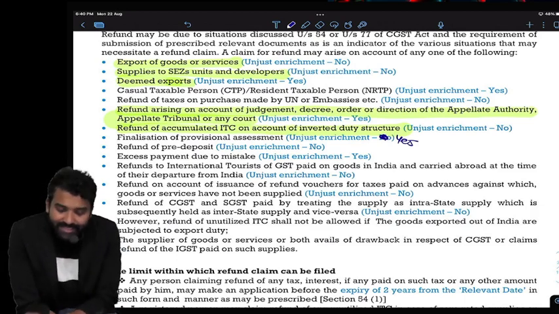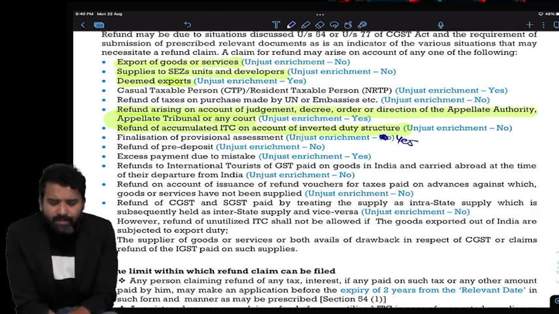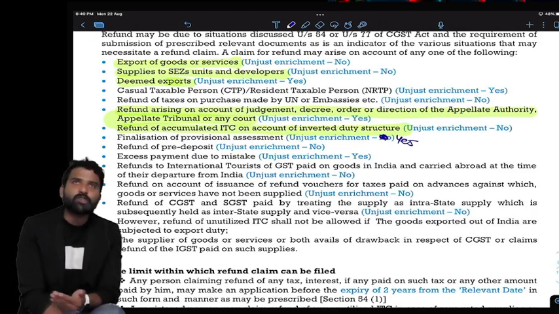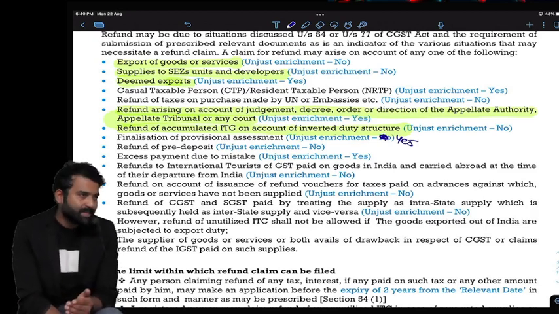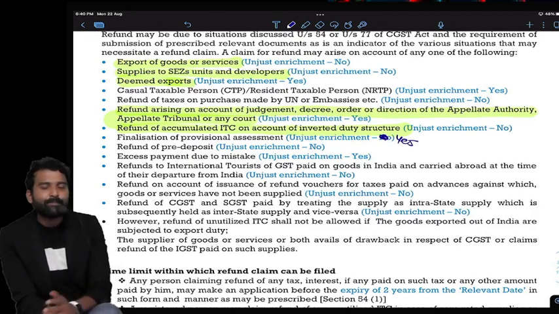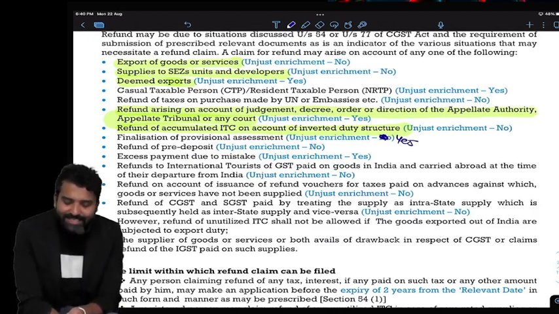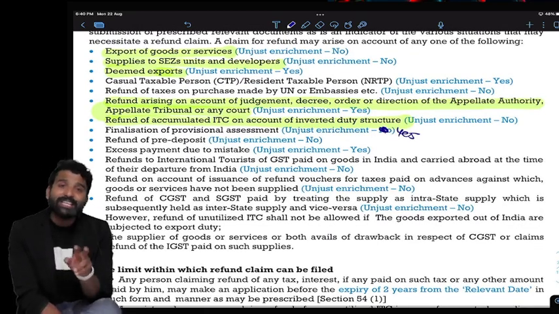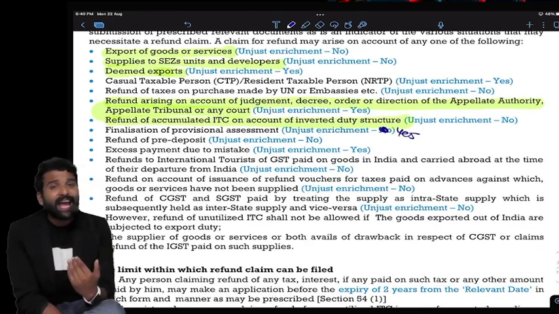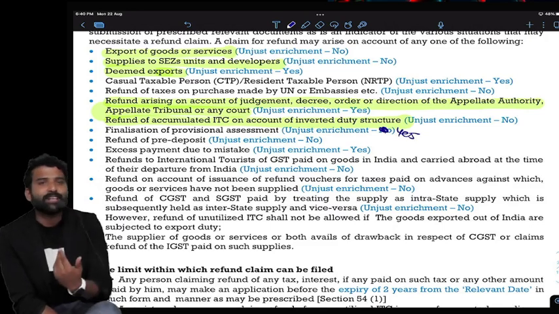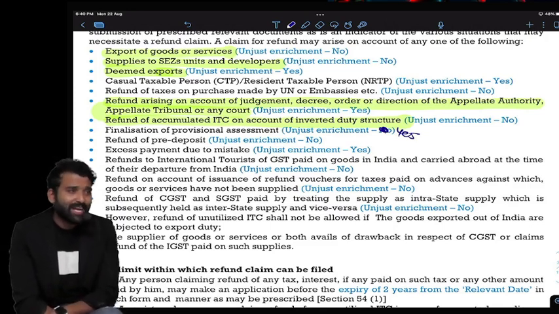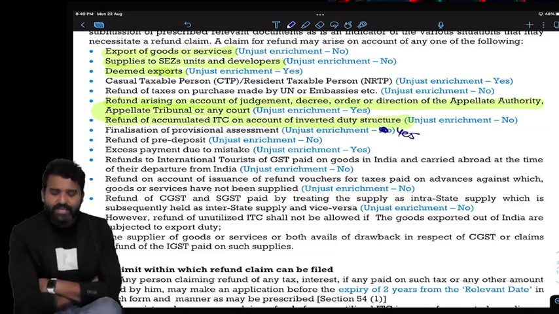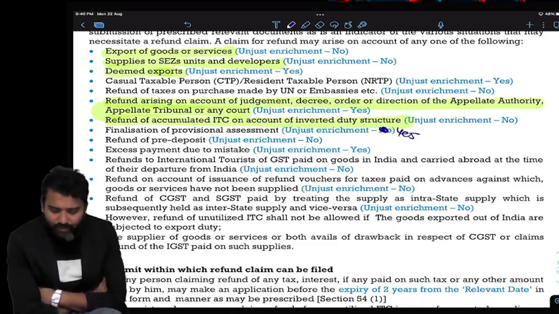Next one, there is one more refund: excess payment due to mistake. The rate of GST applicable was 12%, but by mistake I paid 18%. So of course I have paid excess tax, and I can claim the refund in this case. Again, there is a requirement to prove unjust enrichment, because maybe I have charged that excess tax from the customer as well, and therefore here I have to prove the unjust enrichment.